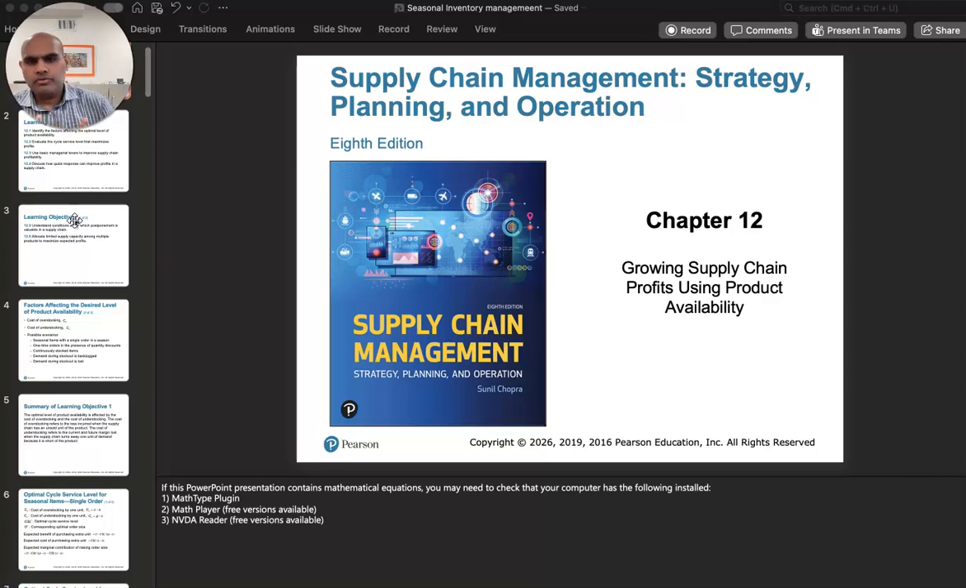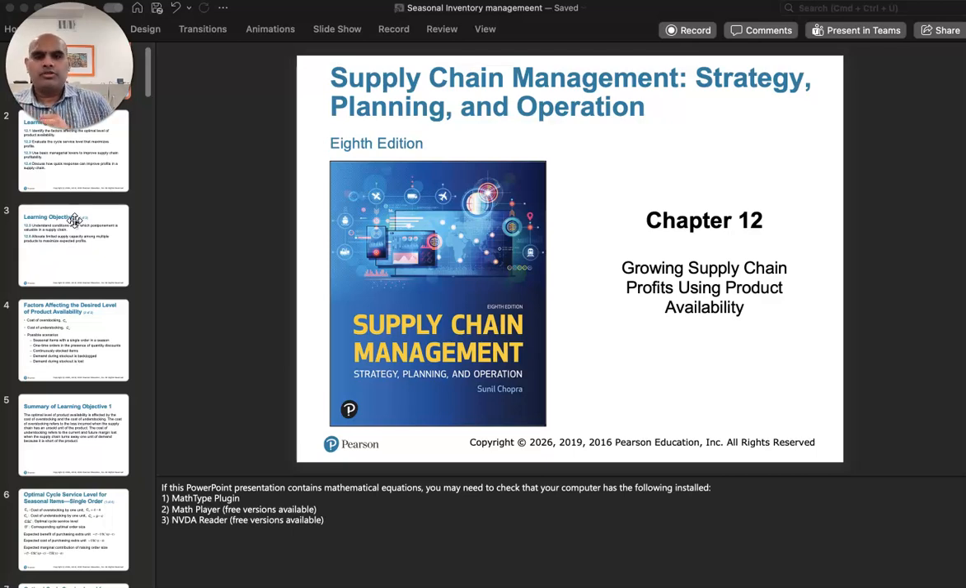We'll be talking about the Newsvendor model. This is chapter 12 from the latest edition of the supply chain management book. It's called Managing Supply Chain Using Product Availability. So we'll talk about the idea of product availability, how it relates to the Newsvendor model, what the Newsvendor model is, and things around it.